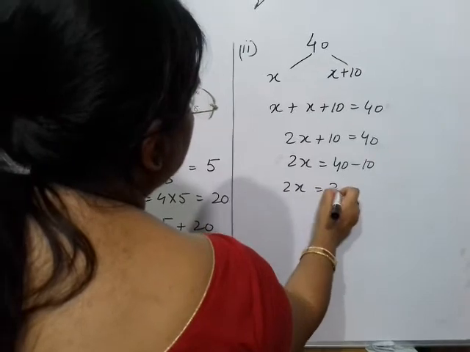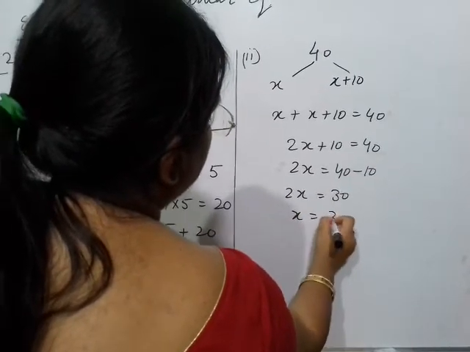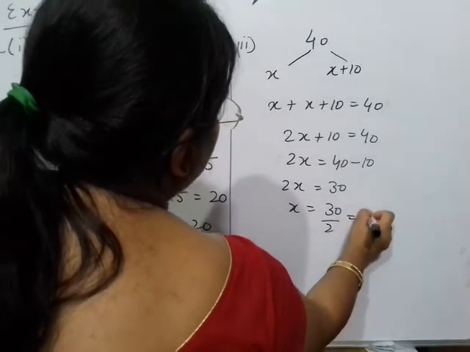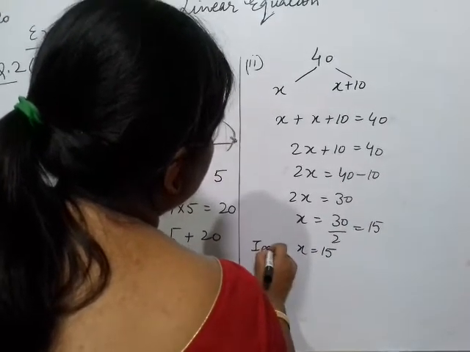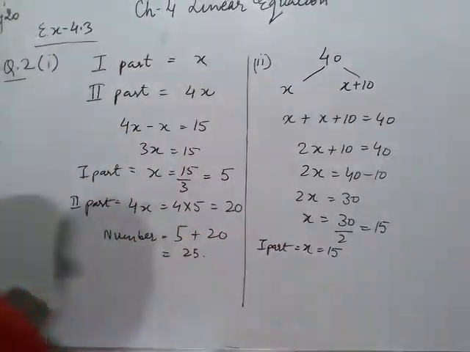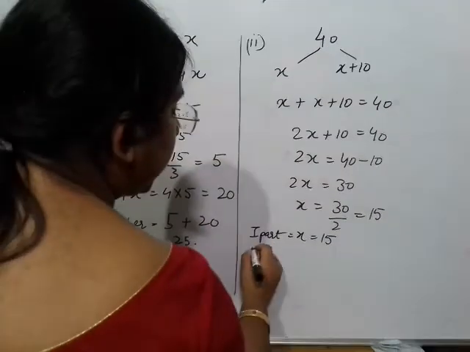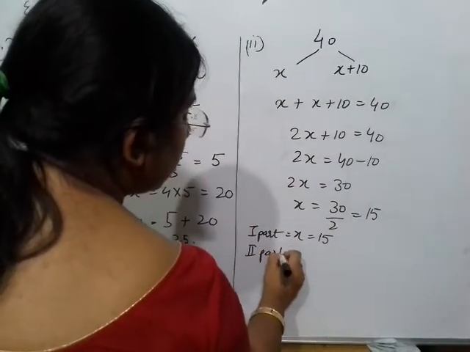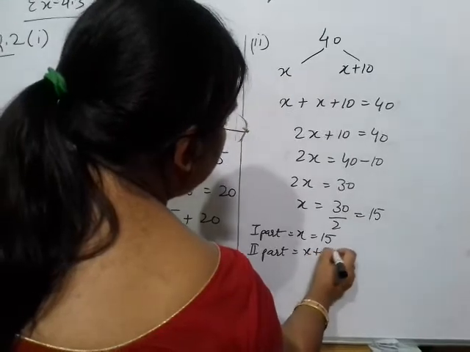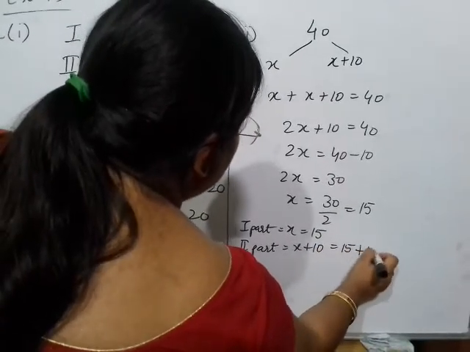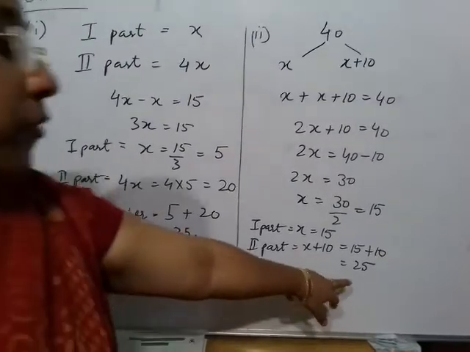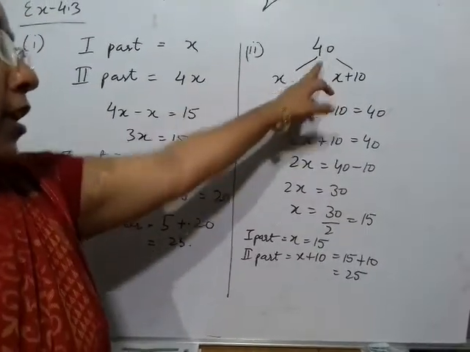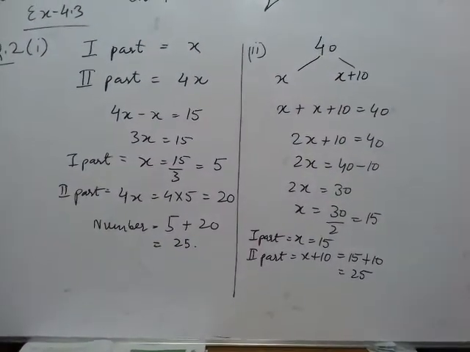2x is equal to 30. x is equal to 30 by 2, that is 15. x is equal to 15. So my first part is 15. Okay. And the second part will be x plus 10, that is 15 plus 10, 25. And you can check also the total of 25 and 15 is 40. Hence the solution is correct also.